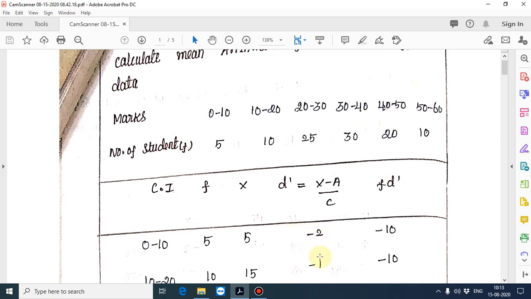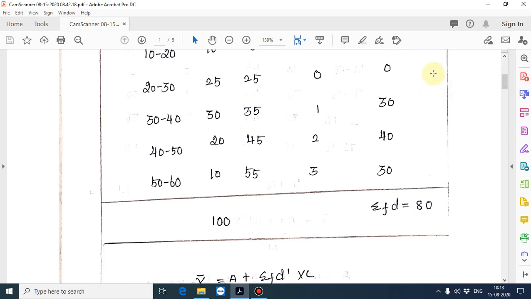Likewise for every x value you find this, and for fd dash you multiply f into d dash. 5 into minus 2, that is minus 10. 10 into minus 1, minus 10. Like that you multiply f and d dash, and you add them to get summation fd dash. This is fd dash, dears, not fd. Summation fd dash is equal to 80.